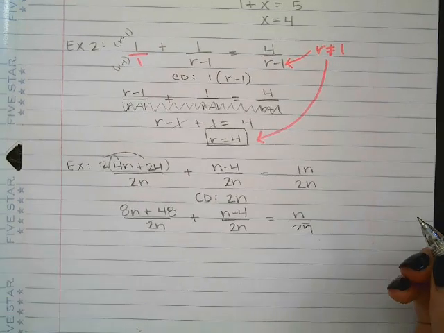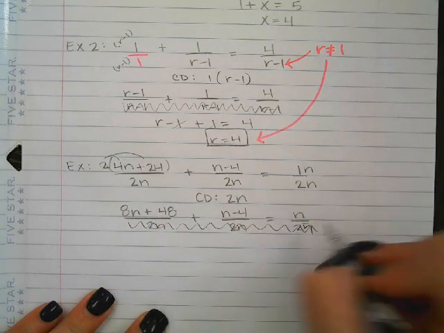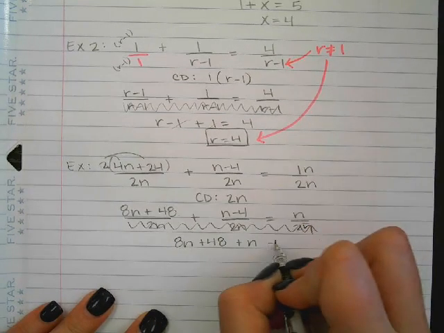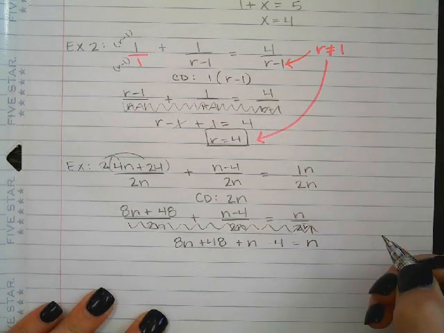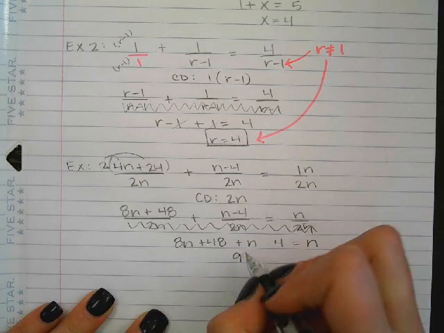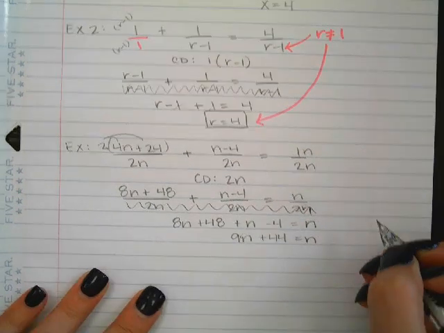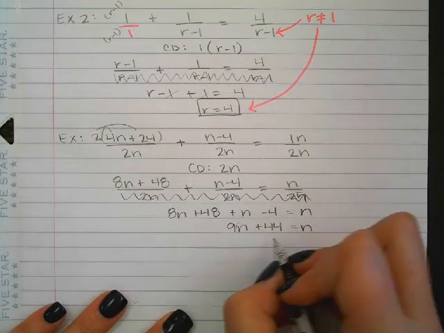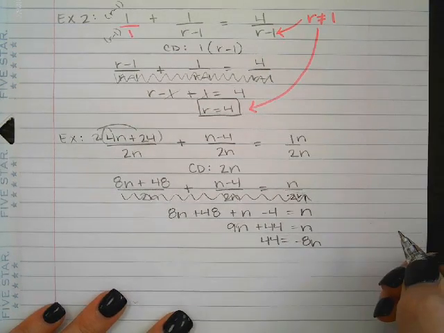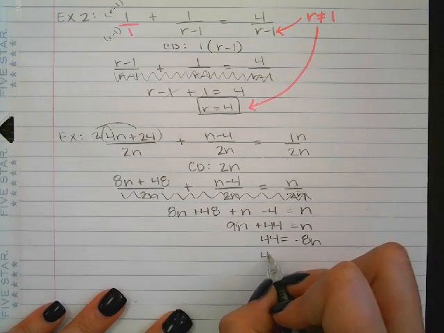And so at this point, I have a common denominator all the way across, and so I can get rid of it. So I've got 8n plus 48 plus n minus 4 equals n. So that's 9n plus 44 equals n. I'll go ahead and subtract the 9n over. So 1 minus 9 is negative 8. And then I'll go ahead and divide the negative 8 over to the other side.